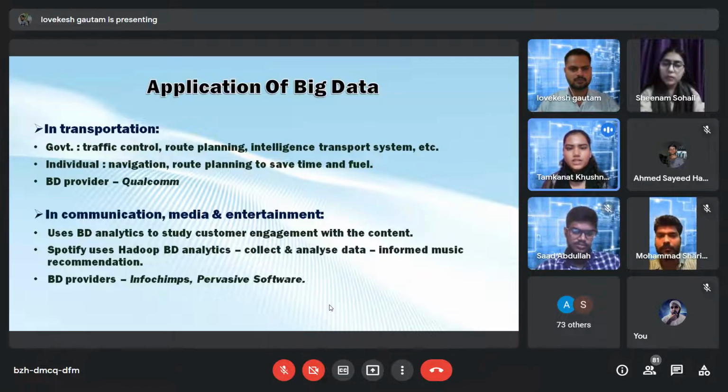The communication, media, and entertainment industry uses big data analytics to analyze customer behavior. One example of this is Spotify. It uses Hadoop big data analytics to collect, analyze, and give informed music recommendation. Big data provided in this sector include Infochim's pervasive software.